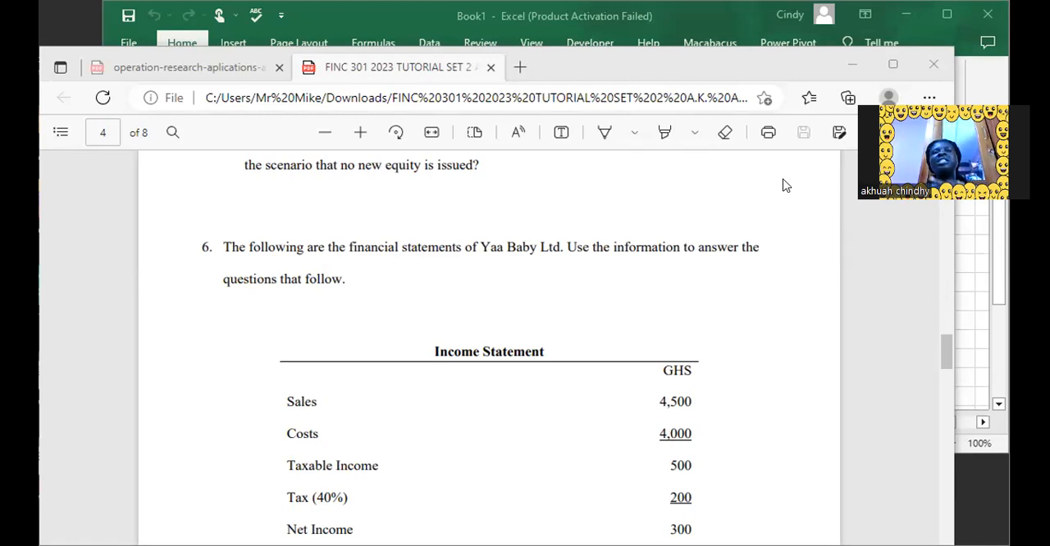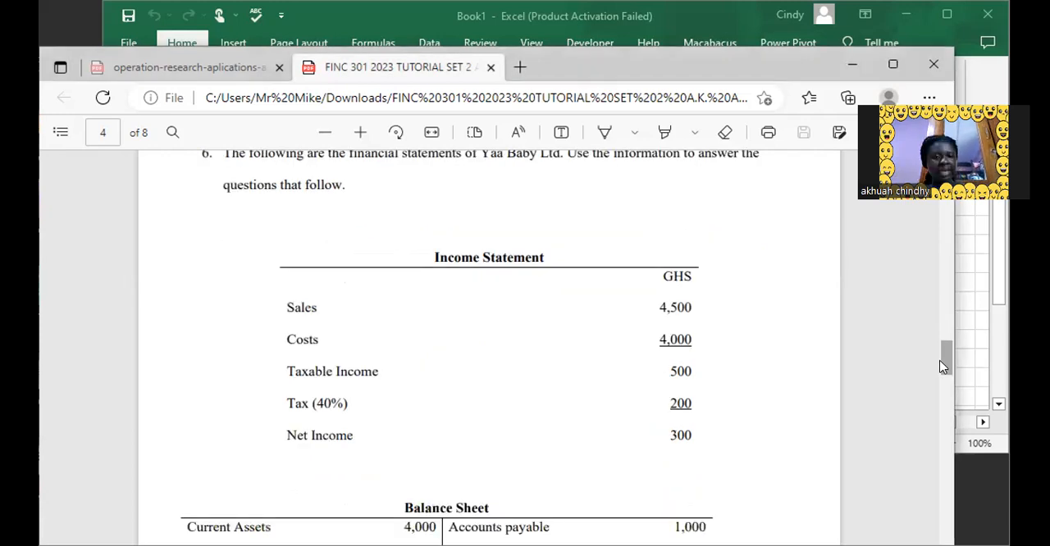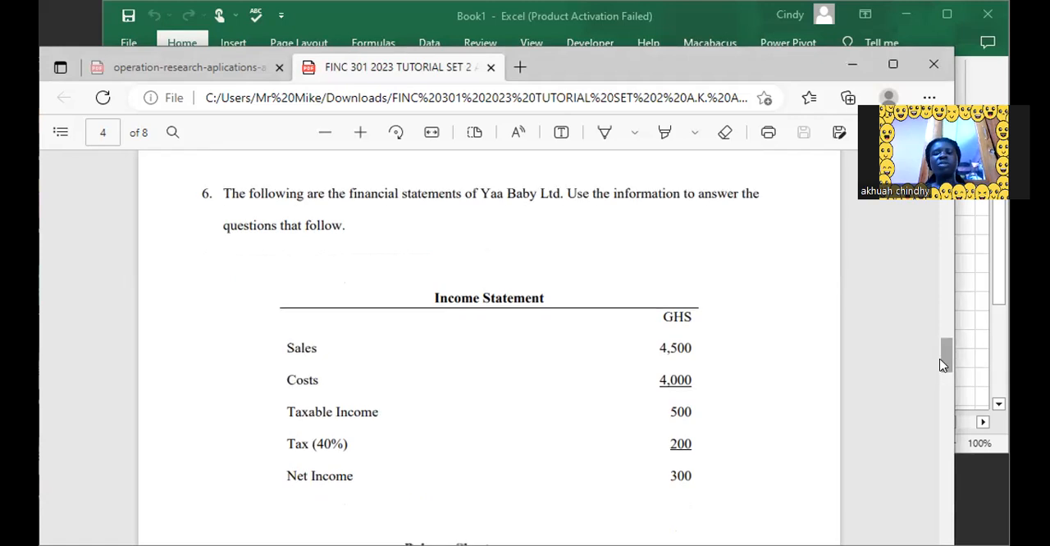So pro forma analysis is just a snapshot of how the business would want the future to look like, or how the future would look like based on certain assumptions that the business or the managers will come up with. All right. So we have a question. As we go through the questions together, there are certain points that might come up, and I'll explain. So we have a question that says the following are the financial statements of Baby Limited. Use the information to answer the questions that follow.